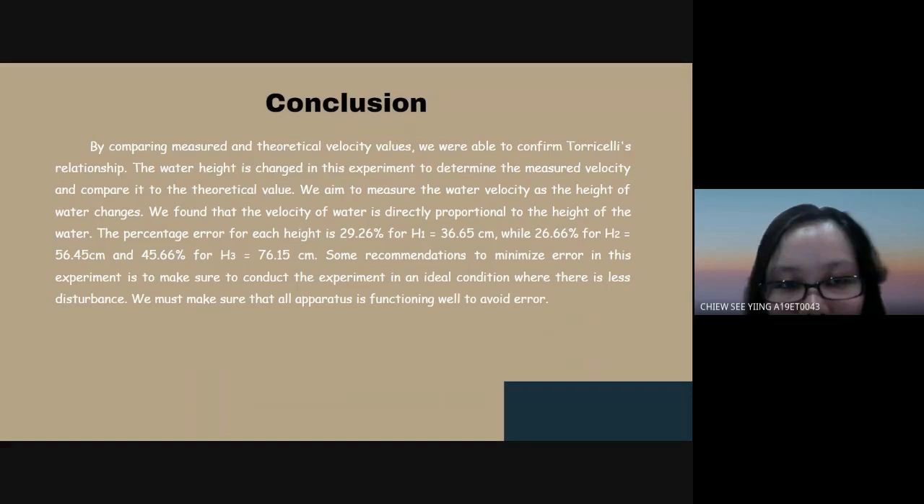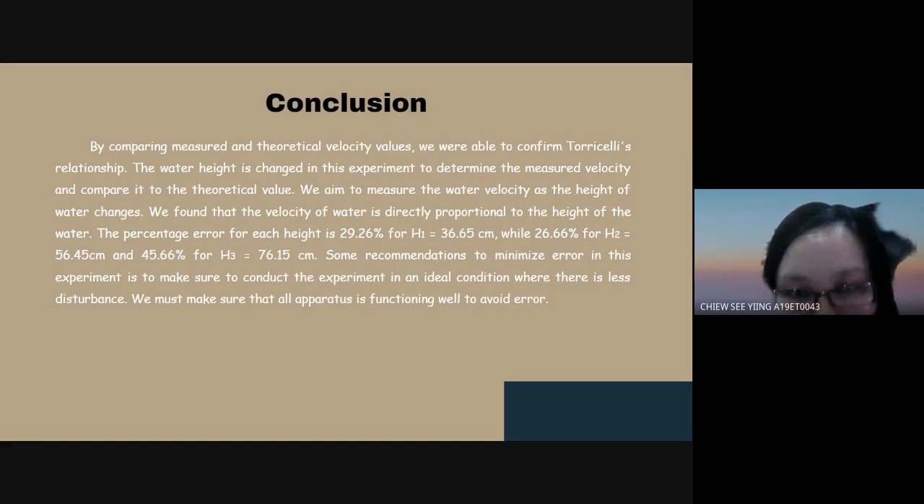The percentage error for each height is 29.26% for H1, 26.66% for H2, and 45.66% for H3. Some recommendations to minimize error in this experiment are to make sure to conduct the experiment in ideal conditions with less disturbance. We must make sure that all apparatus is functioning well to avoid error.